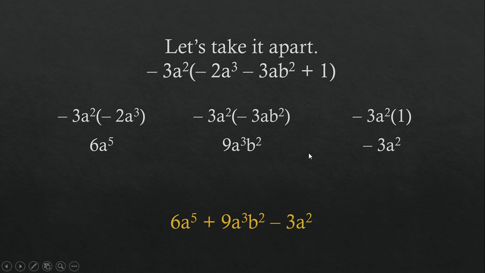Now we can put them all back together, and we have 6a to the 5th plus 9a cubed b squared minus 3a squared. I don't think those are in the right order. I think that this should actually go over here because you try to keep the a terms all in one place. But mathematically, it's correct. That's just a matter of etiquette. This is okay the way it is. Okay.